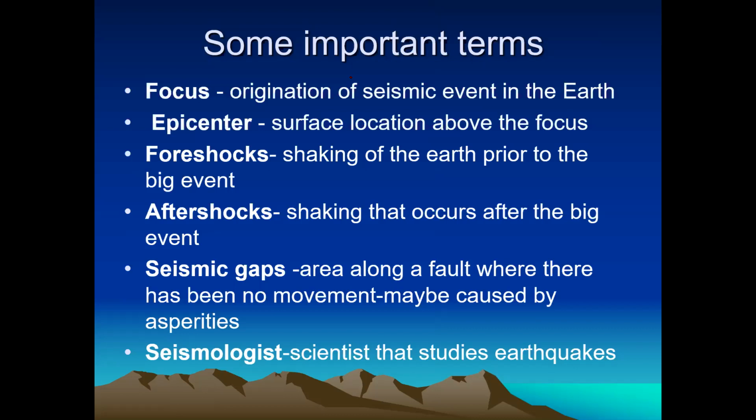A seismic gap, that's a red flag to seismologists. Because that's an area along a fault where there's been no movement. That means that stresses are building up. And maybe they've been building up for 100 years, 150 years, maybe even 300 years. So you know that when that fault lets go, there are going to be all these stresses released, and probably a higher magnitude quake will be the result. Sometimes these seismic gaps are caused by asperities. An asperity is an area along the fault where the two sides of the fault are stuck against each other for some reason.